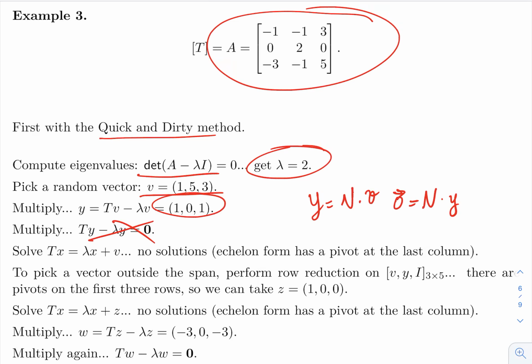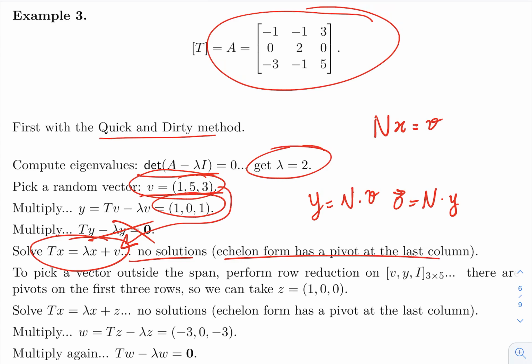So we start from the same vector that we used to start, which is this v here. We want to solve the equation. That's basically the equation Nx equals v. And we find it has no solutions, because the echelon form has a pivot in the last column. And we try to pick a vector outside the span. Which span? The span of y and v.